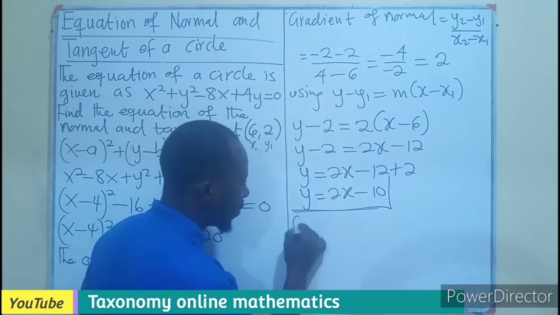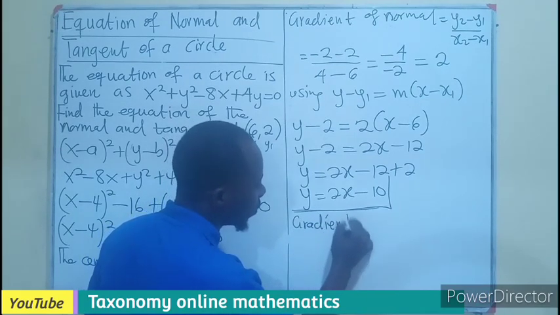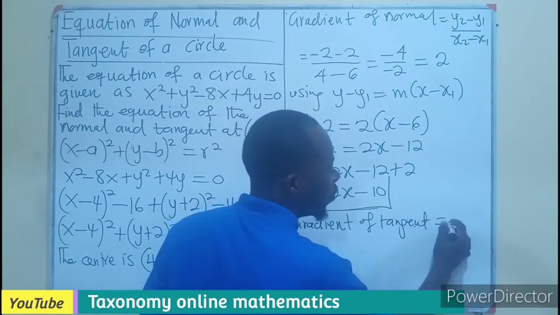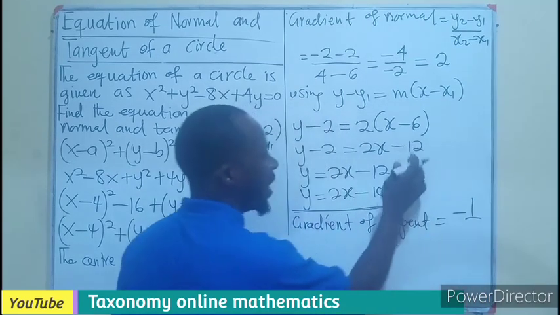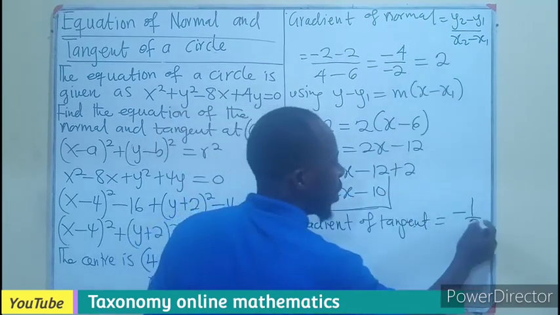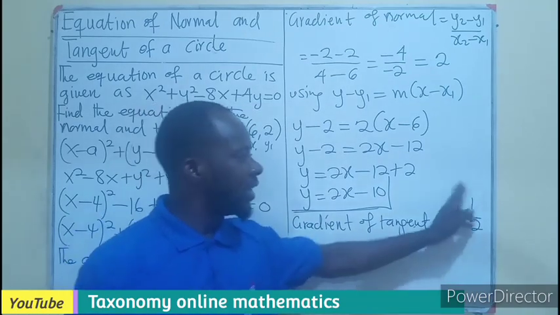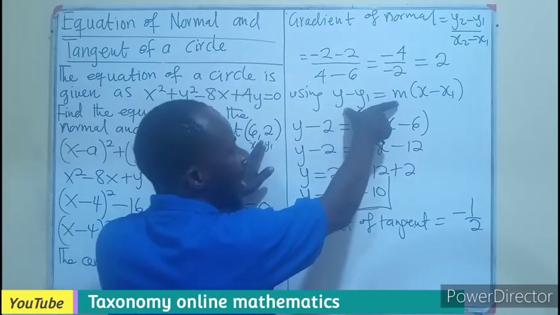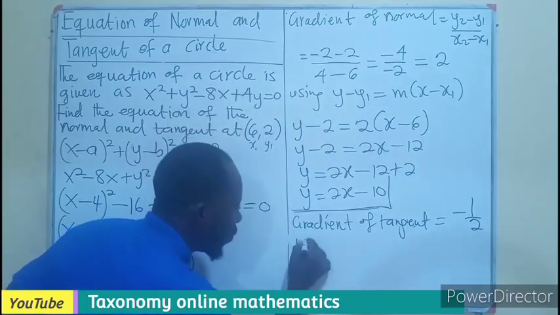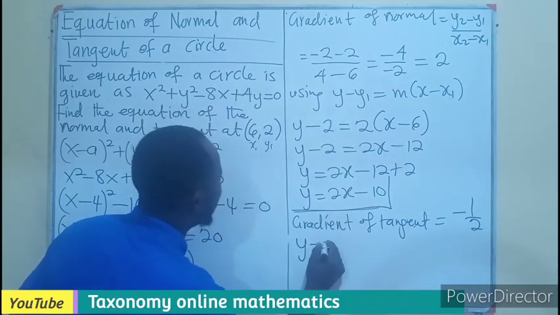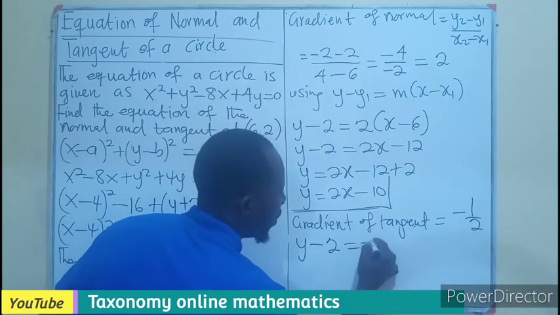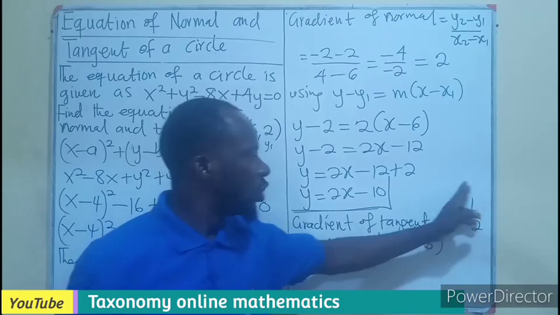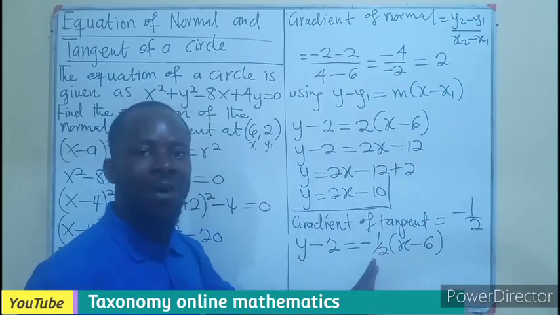What is it going to be? We know we need the gradient. So, the gradient of the tangent is going to be the negative reciprocal of the gradient of the normal, which is going to be 2. So using this as a gradient, using the same point, substituting it into our point-slope form, we are going to have y minus y1, still 2, equals negative 1 over 2 times x minus 6. We are only changing the 2 we had here with our gradient.